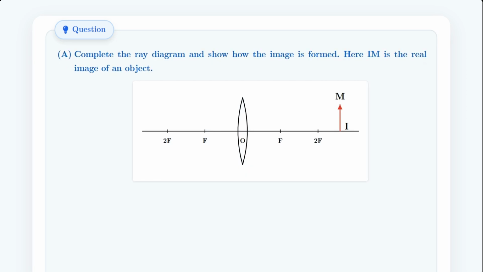Hello. Today, let's look at a very important question on completing ray diagrams for spherical lenses together. Here we have two options. Let's practice both cases so you can see exactly how the image is formed. Let's read part A first. Take a close look at this convex lens. Here, IM indicates the real image formed by the lens.